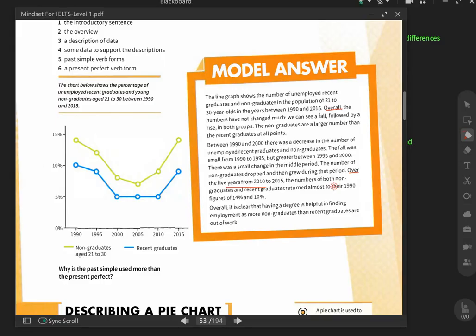Then I want to separate. So I say over the 5 years, I'm separating. So first I describe. Totally, I want to say that over the 5 years from 2010 to 2015, the numbers of both non-graduates and recent graduates returned almost to their 1990 figures of 13% and 10%. So this is how I support my description. And yeah, you can see past simple verbs. So followed, like, increase, decrease, okay? And present perfect verb forms.